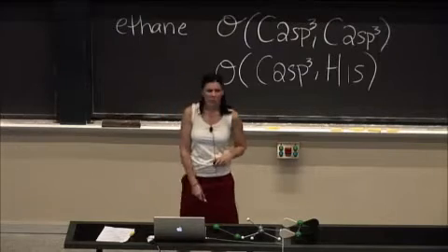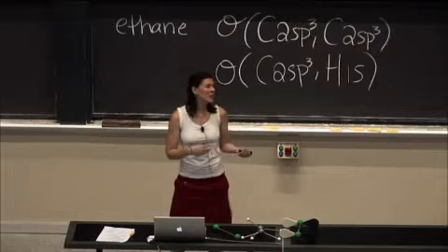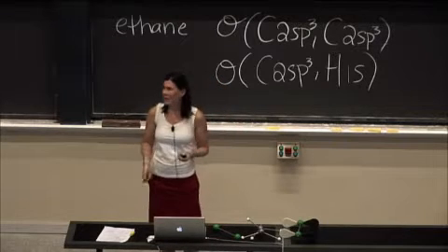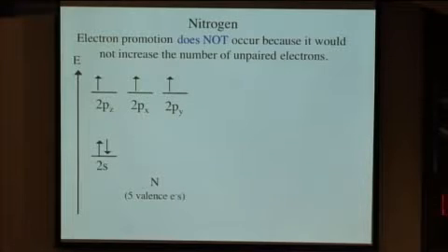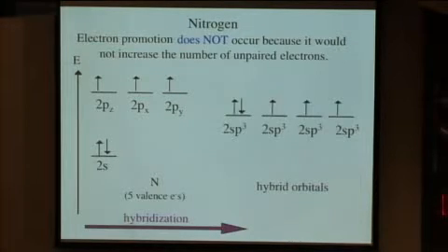So electron promotion does not happen in terms of nitrogen because it would not increase our number of unpaired electrons. No matter what we do in terms of promotion, we're always going to have 3 unpaired electrons. We can still hybridize all these orbitals, however, so we can still form 4 hybrid orbitals, which are, again, 2sp3 hybrid orbitals.